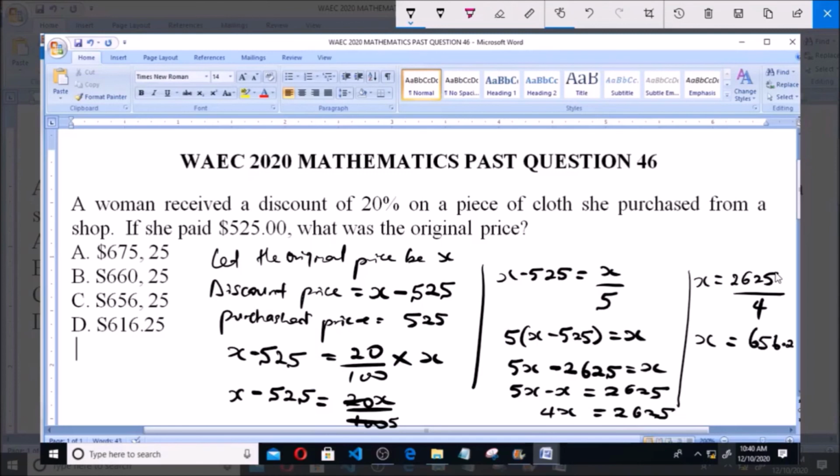X is equal to 656.25 dollars. So this is the original price of the piece of clothes, and that is option C.